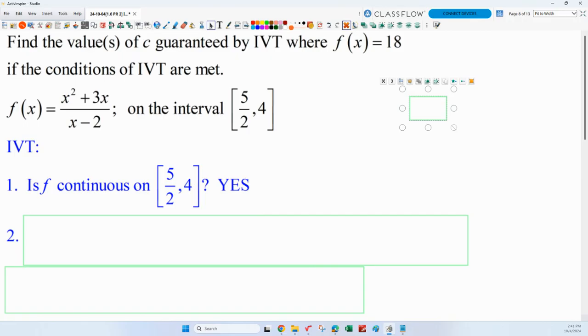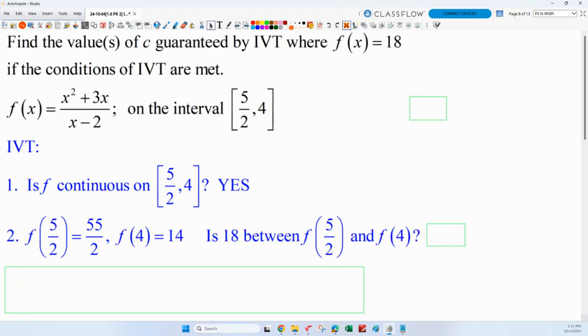What about the second part? Is 18 an interior value? Well, we just have to plug in, evaluate the function at 5/2 and evaluate the function at 4 and just see. F of 5/2 is 55 over 2, which is bigger than 18. f of 4 is 14, which is less than 18. So 18 is between f of A and f of B, right? So give me thumbs on this. Does IVT guarantee an interior place where the function equals 18? Yes, it does, right?